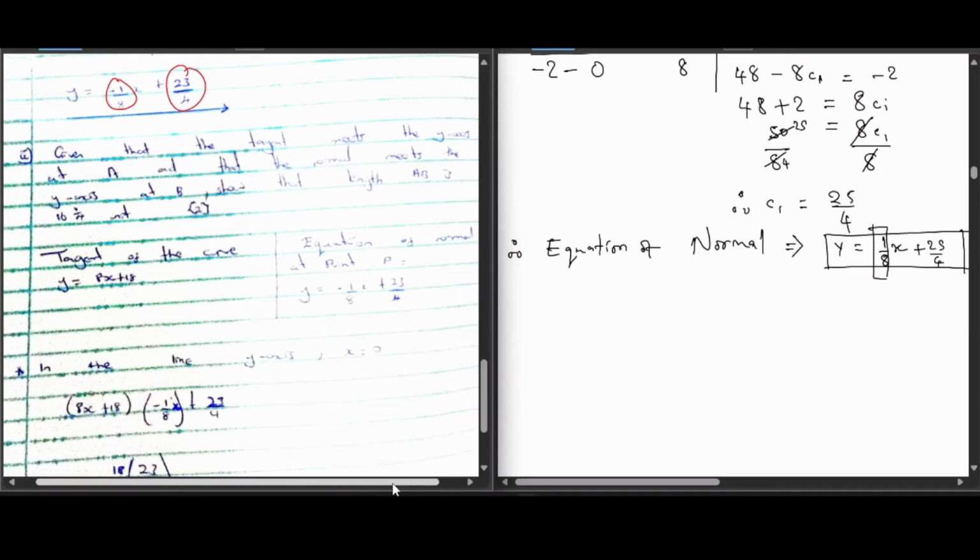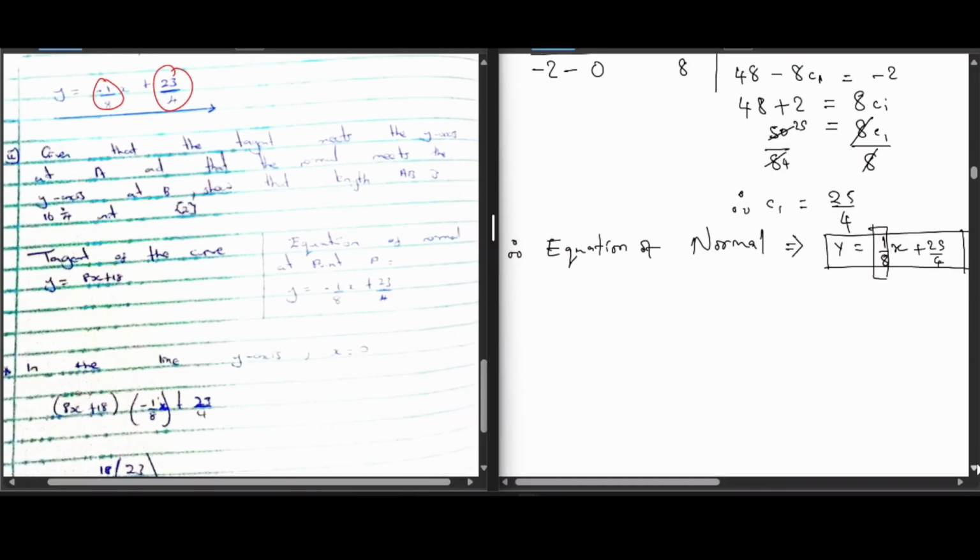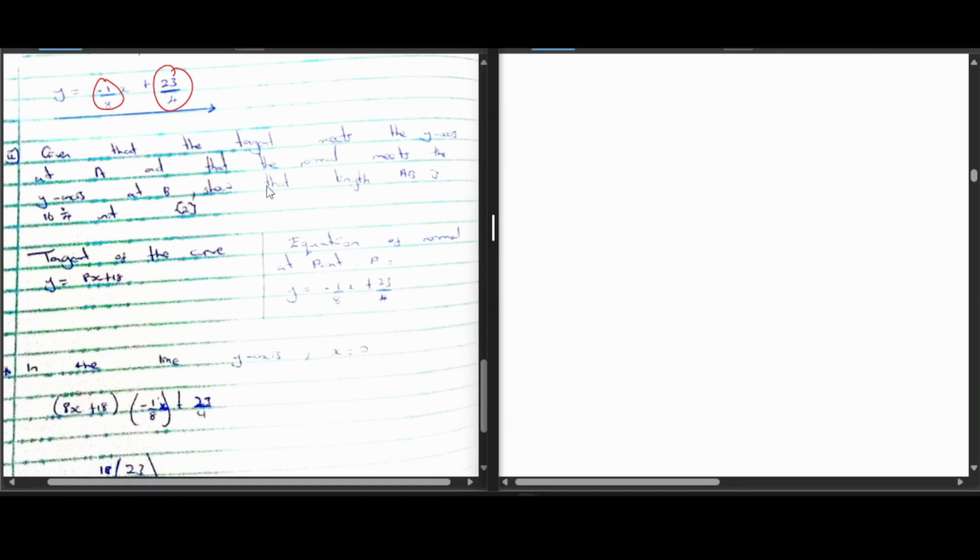So that will be our part 2. Reading it, given that the tangent meets the y-axis at A and that the normal meets the y-axis at B, show that the length AB is 16.25 units. So on your graph paper you can sketch a curve like this. This is the point P. This is the tangent, and this is the normal, like that.